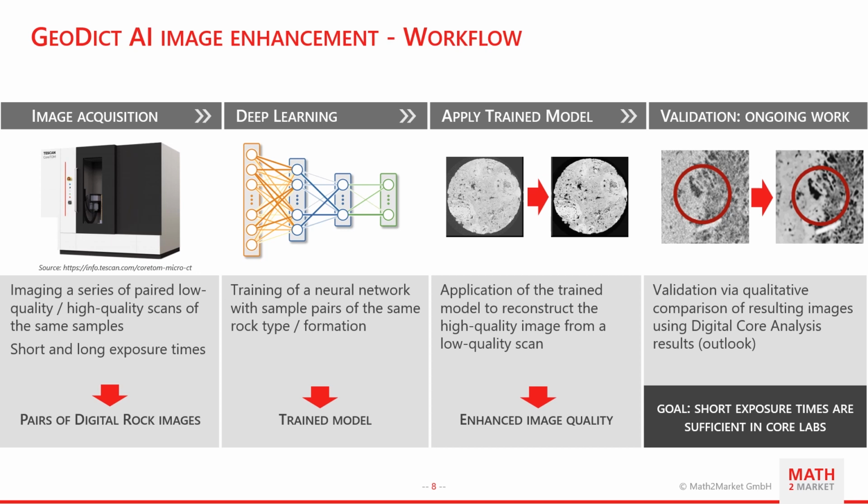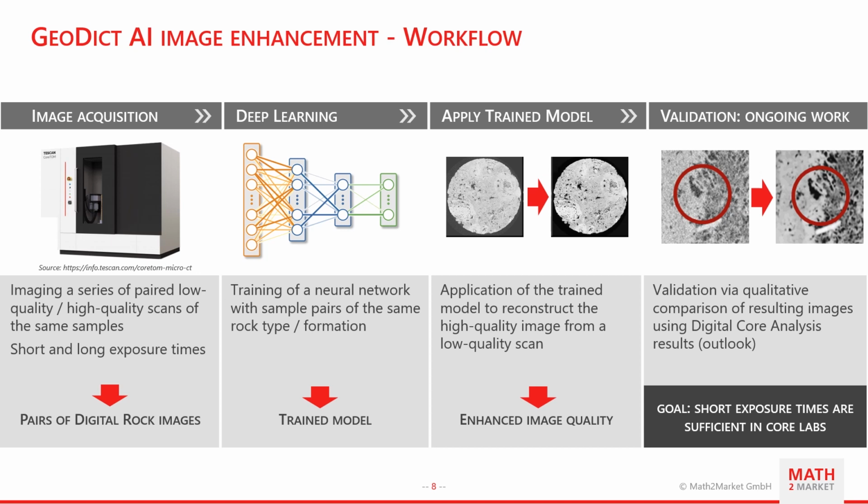The next thing I want to talk about is the image enhancement in GeoDict AI. With this new method, you can train an AI model on a pair of CT scans, a low quality and a high quality scan of the same sample. And the AI model will learn to transform a CT scan from the low quality image to the high quality image. The workflow is shown here.